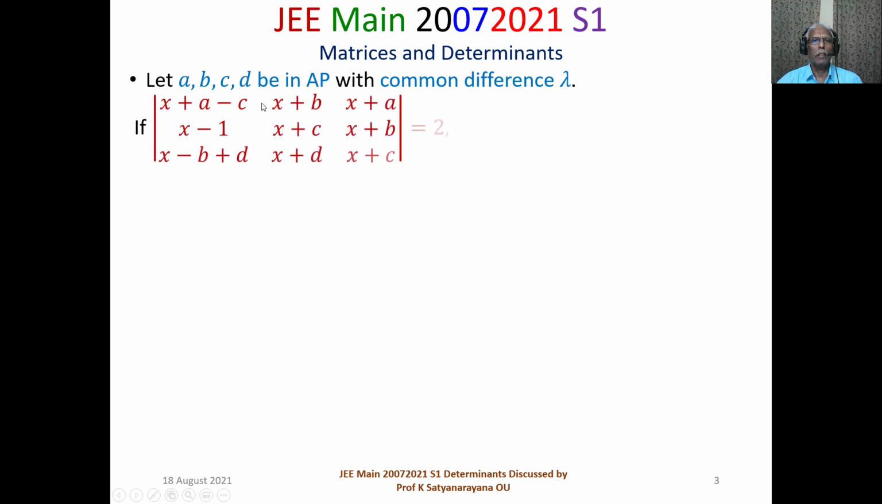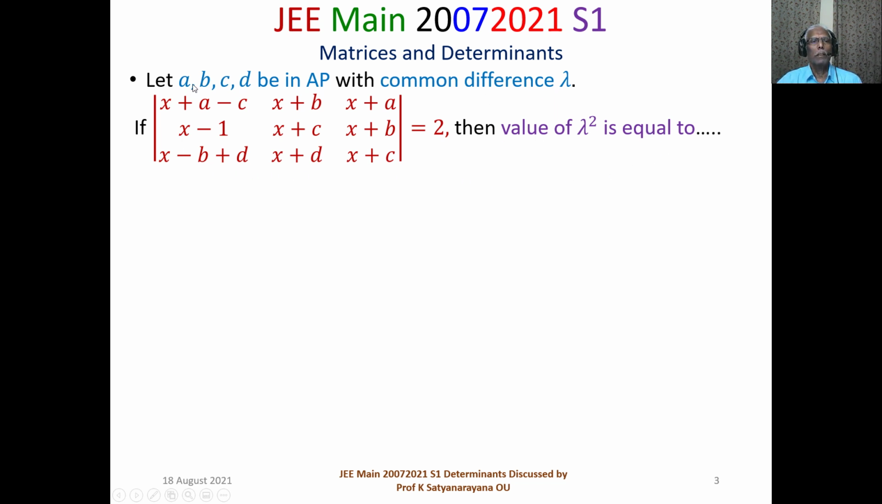If this 3 by 3 determinant, what is the 3 by 3 determinant? The 3 by 3 determinant whose first row is x plus a minus c, x plus b, x plus a, second row x minus 1, x plus c, x plus b, third row x minus b plus d, x plus d, x plus c, that determinant is equal to 2, then the value of lambda square is equal to.